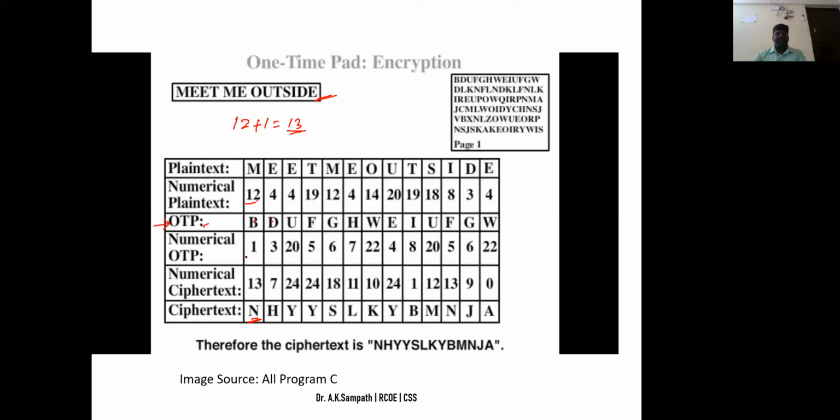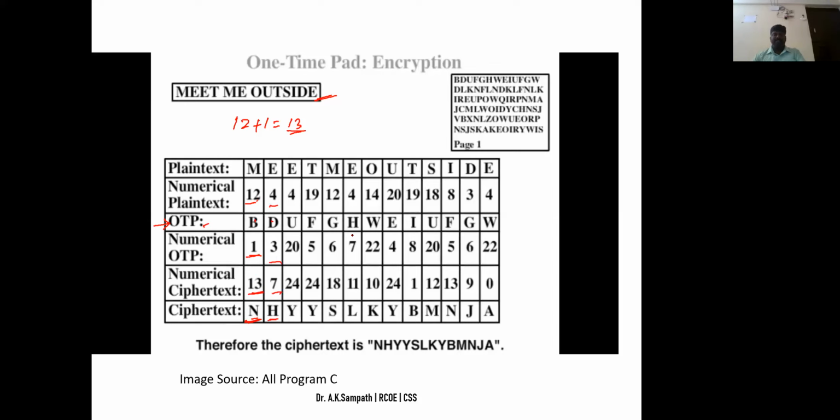It is a simple operation where the numerical values of the plain text as well as the numerical value of the key have to be added. 12 plus 1, which is 13, and the corresponding value is N. Very similarly, 4 plus 3, which is 7, which is equal to H.